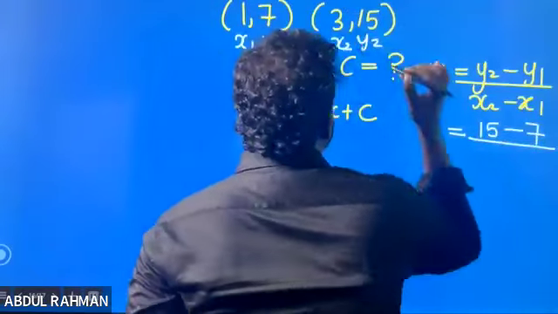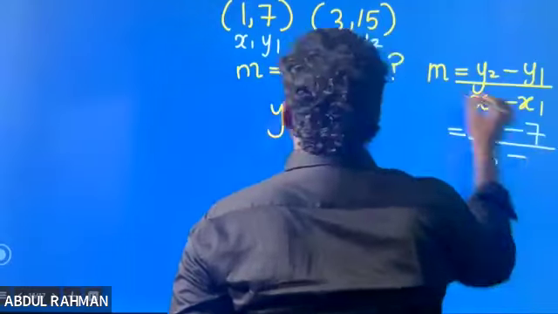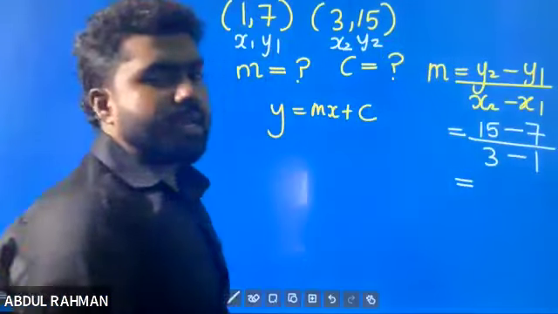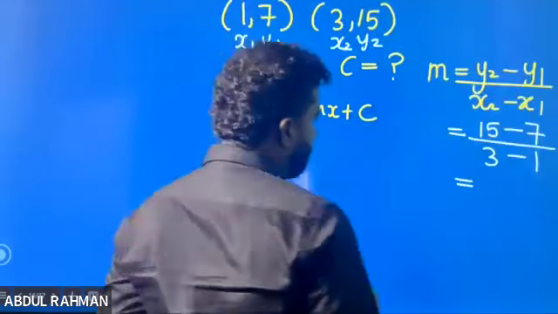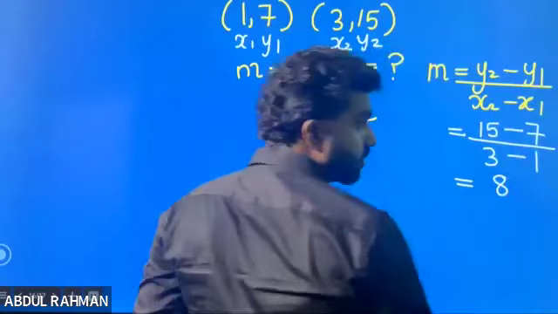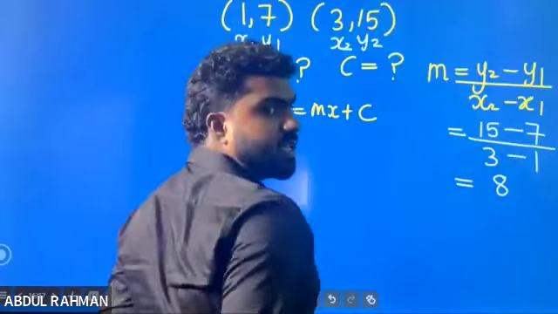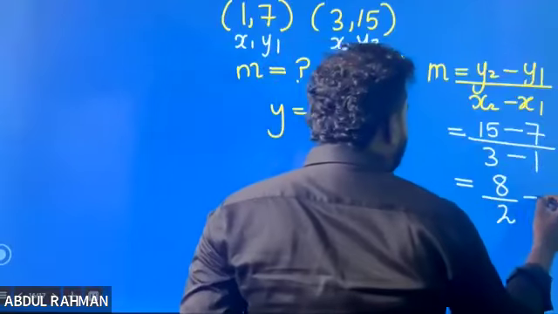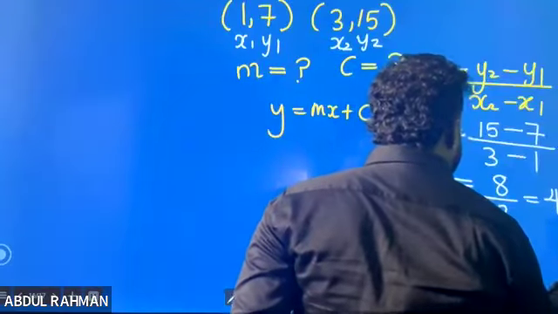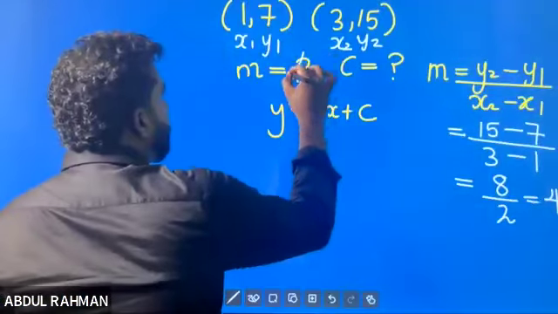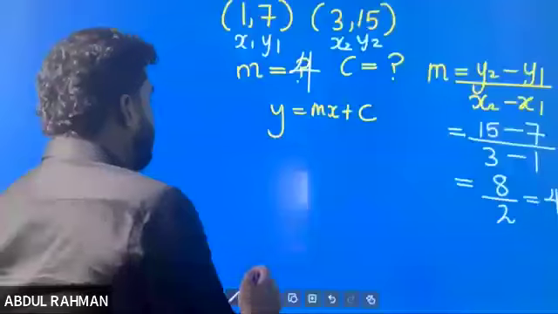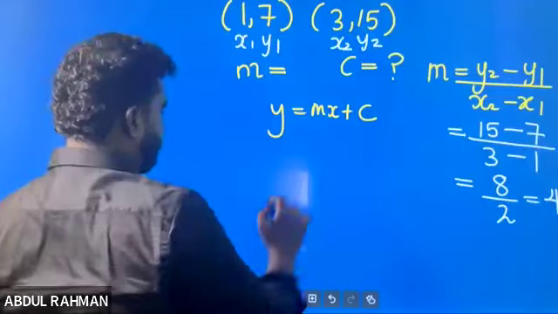x2 is equal to how much? 3, minus x1 is equal to how much? 1. 15 minus 7, what is the answer? 8 is my answer. 3 minus 1, what is the answer? 2 is my answer. 8 divided by 2, what is the answer? 4 is my answer. I found out m is equal to 4. I found out this guy. m is equal to 4.